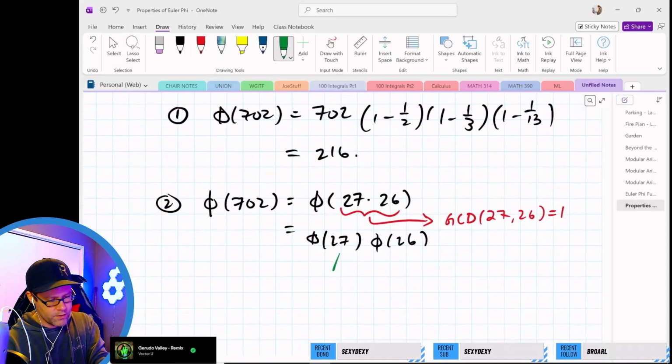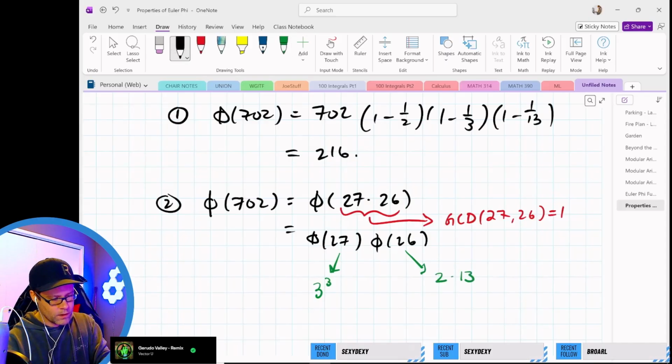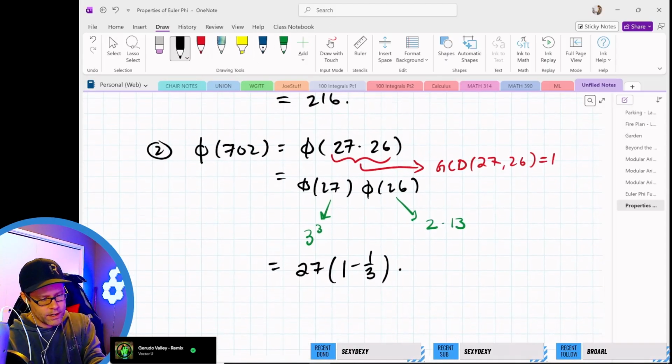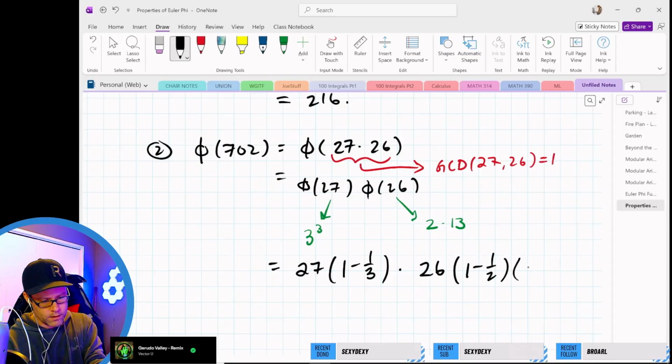And then we might convince ourselves, okay, well, 27 is 3 cubed. There's only one prime here. 26 is relatively straightforward to factor as well. It has factors of 2 and 13. Therefore, I can rewrite this as 27 times 1 minus a third. That's phi of 27. And then I can write this one as 26 times 1 minus a half and 1 minus 1/13.